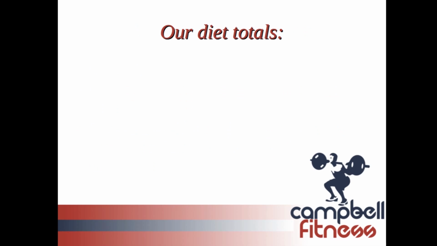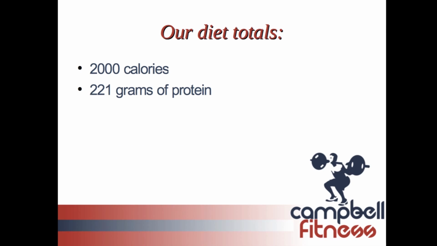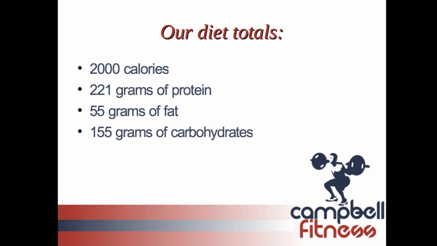So, let's take a look at our diet totals. As of right now, we have a diet of 2,000 calories, we have 221 grams of protein, 55 grams of fat, and 155 grams of carbohydrates. Now, this being said, a lot of people are kind of taught to be afraid of carbs. There's no reason to be afraid of carbs.